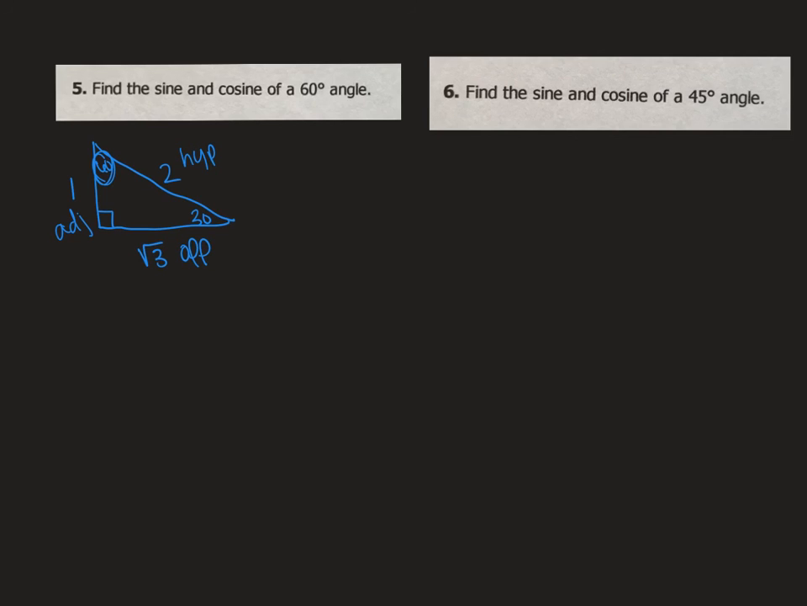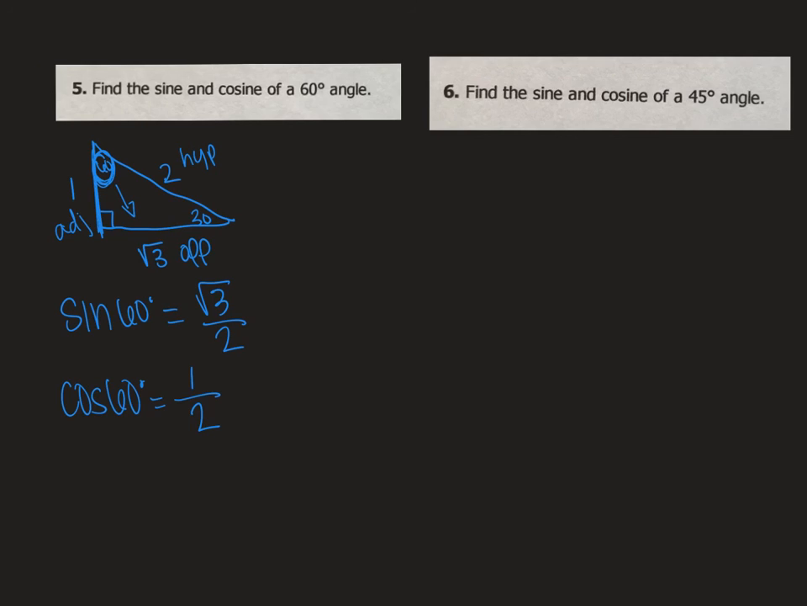So sine of that 60-degree angle is going to be opposite over hypotenuse. Opposite side, square root 3, over hypotenuse of 2. That doesn't simplify anymore, so we leave it as that. For cosine, we're doing the same thing. Cosine of this 60-degree angle is our adjacent side over our hypotenuse. So our adjacent side was 1. Our hypotenuse was 2. So we have a cosine of 1/2.